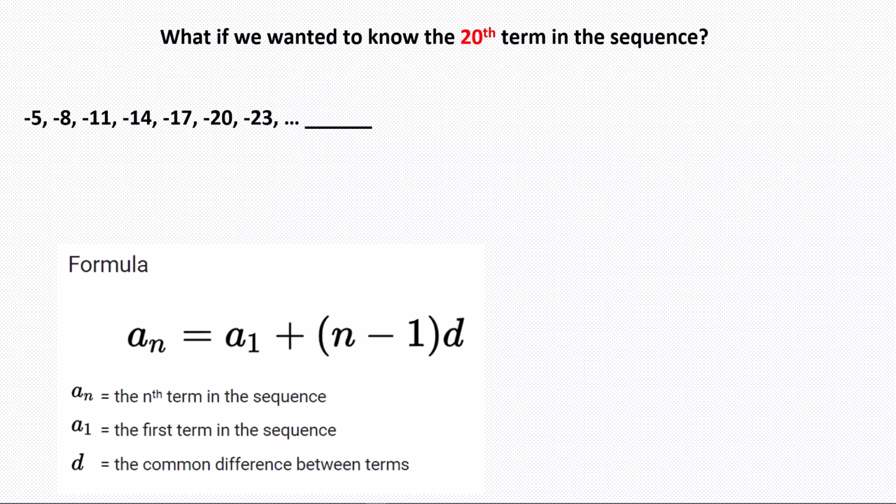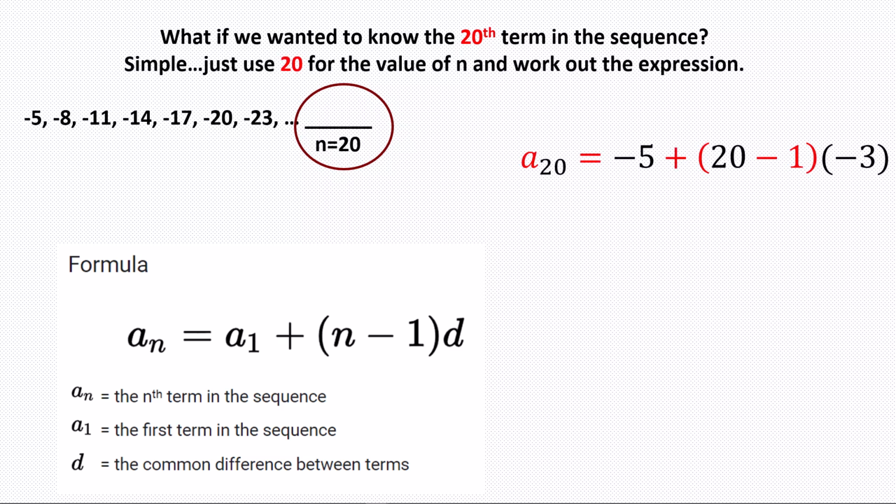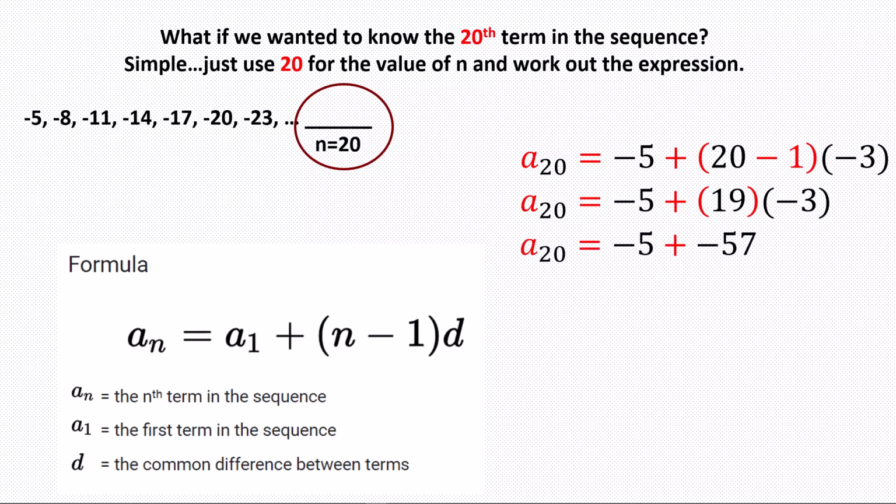What if we wanted to know the 20th term in the sequence? Simple. Just use 20 for the value of n and work out the expression. A sub 20 equals -5 plus 20 minus 1 times -3. 20 minus 1 is 19. 19 times -3 is -57. -5 plus -57 is -62. And so -62 is the 20th term in the sequence.